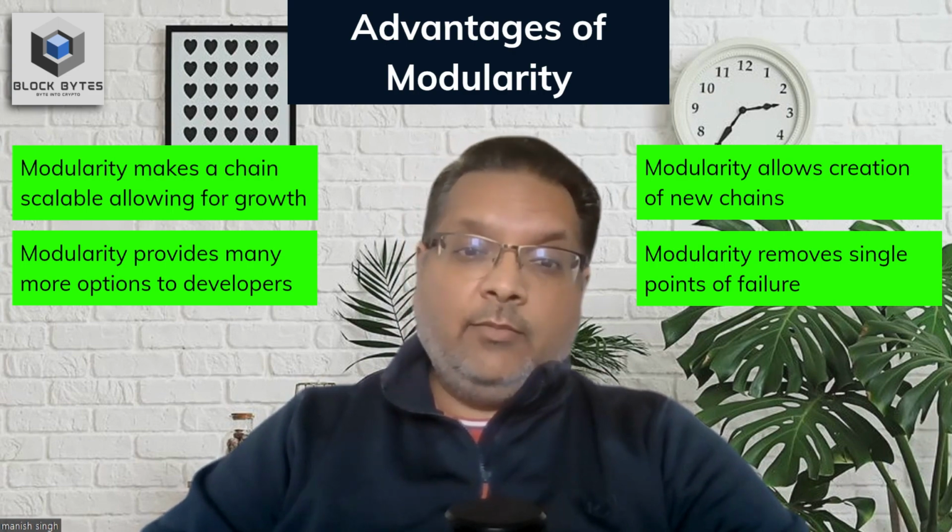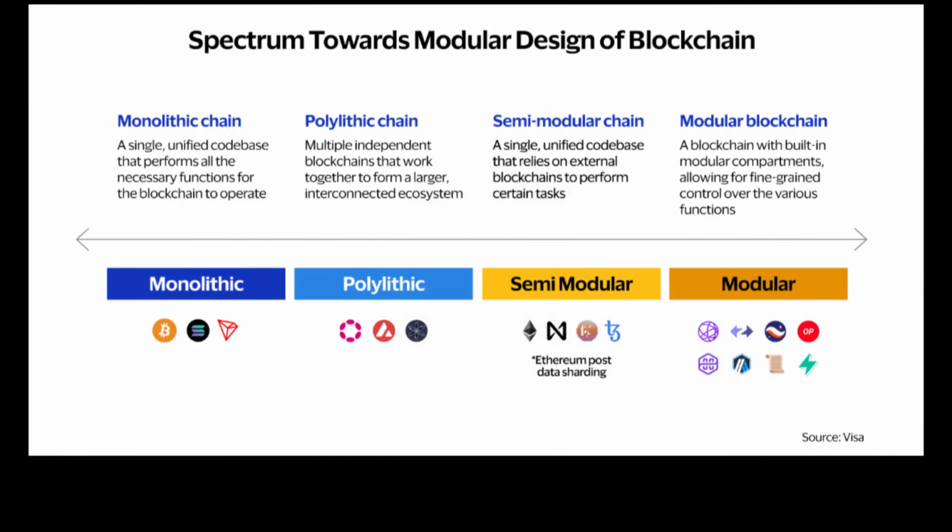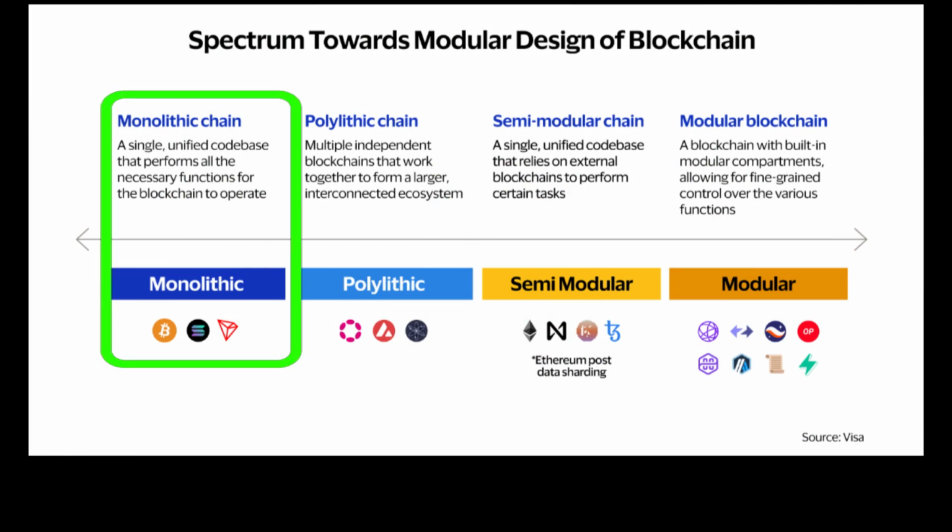Besides Ethereum, we see modularity come in different forms across the blockchain ecosystem. According to a blog by Visa, they group together different blockchains based on their degree of modularity. The first type of blockchain is monolithic, which comprises Bitcoin, Solana, and Tron. These blockchains handle all four essential blockchain functions without the assistance of third-party chains.